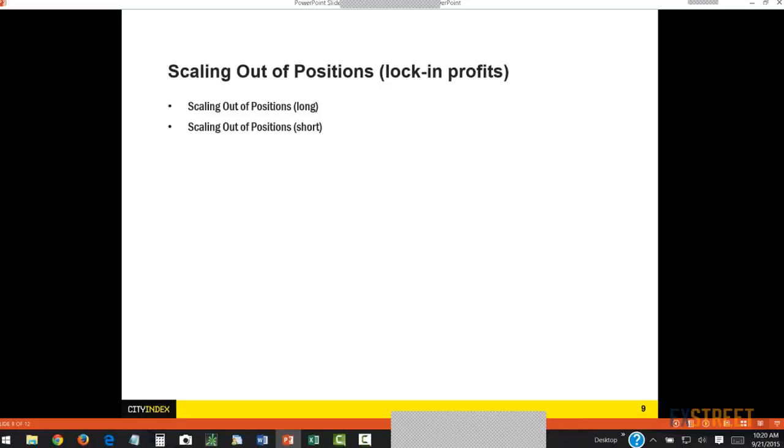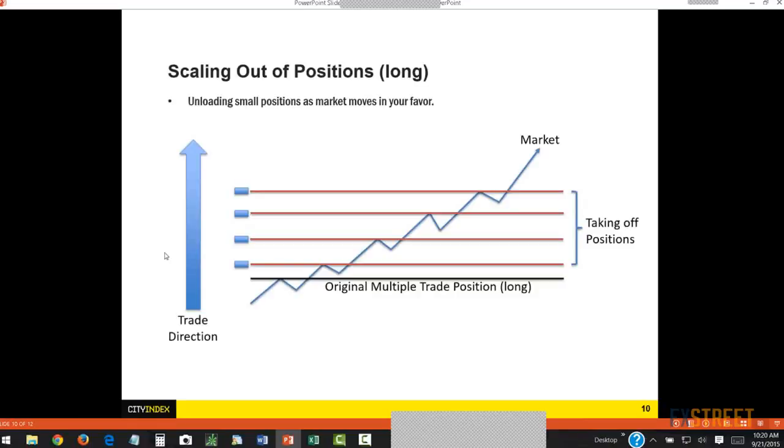Now, what's the point of scaling out of a position? The biggest advantage of scaling out of a position is locking in your profits. So what does this mean? Let's say the trade direction is to the upside. That means you're going to go long a certain market, and as the market develops in your favor, you're taking positions off incrementally.